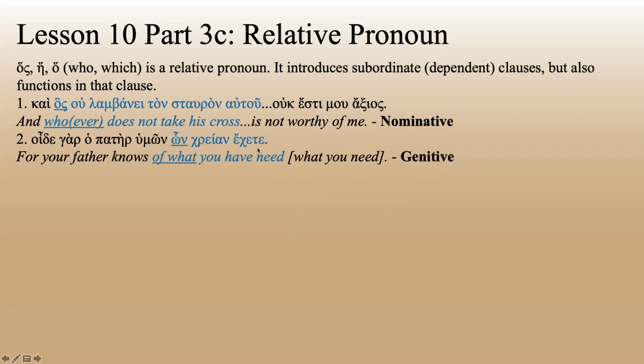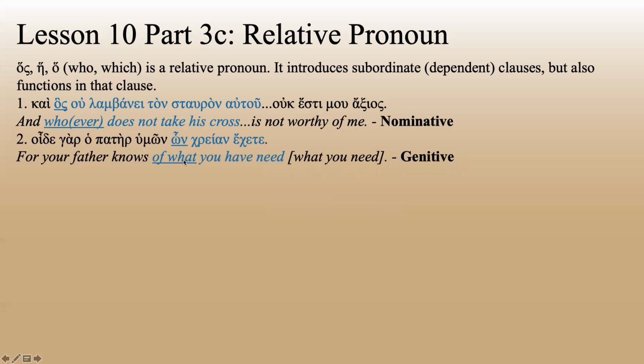So here in this clause, in the blue portion, inside the dependent clause, hōn is functioning in a genitive sense. You have need, you have what? You have need. You have what kind of need? You have need of what? Now, it's a little bit weird to try to say it like that because it is a question. What sounds like a question word then.